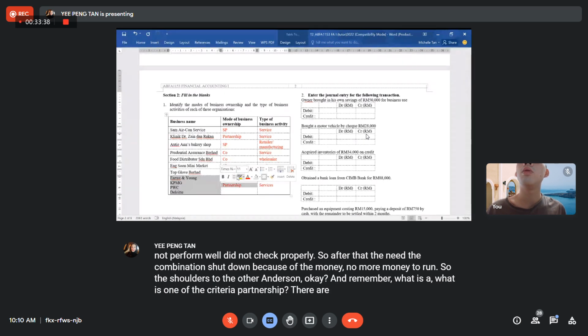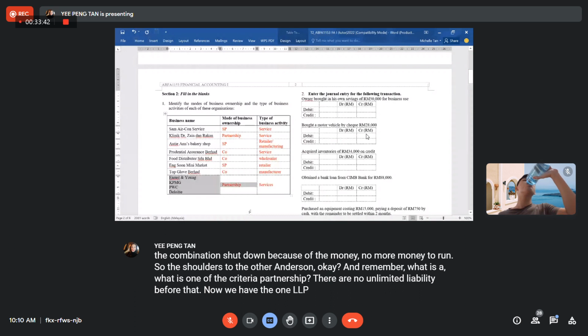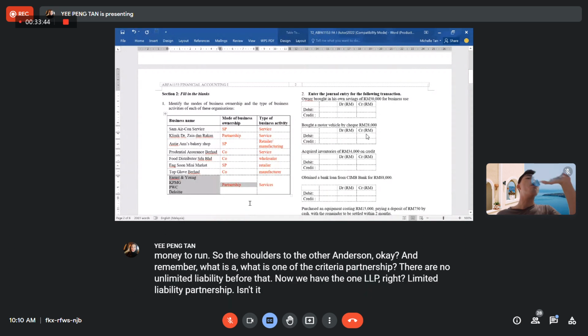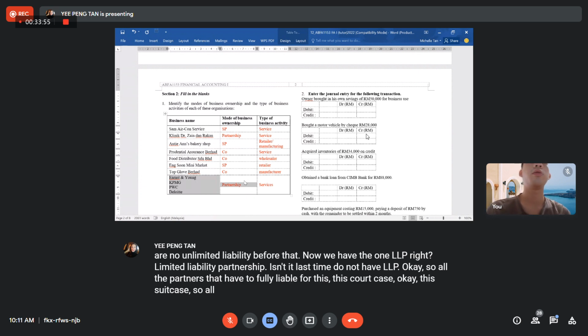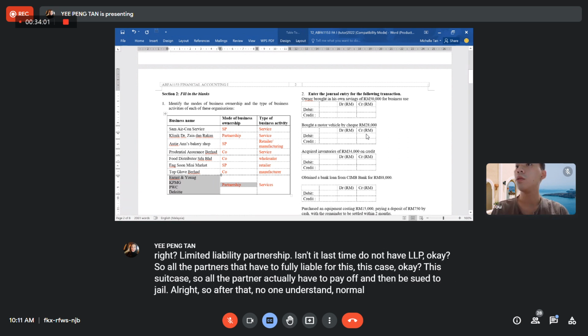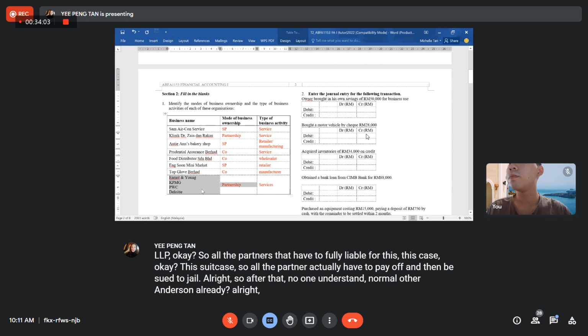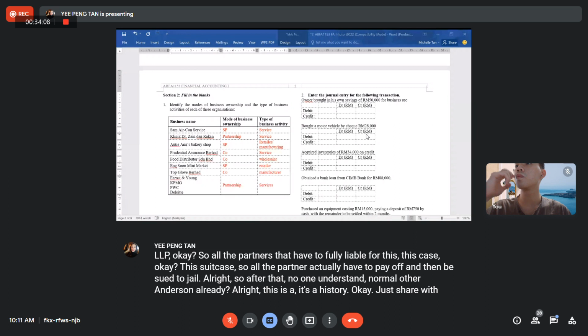There is no unlimited liability. Before that, we now have the LLP, limited liability partnership, isn't it? Last time we did not have LLP. So all the partners had to be fully liable for this court case. All the partners actually had to pay off and then be sued to jail. After that, there was no more Arthur Andersen. This is history, just sharing with you all as knowledge.